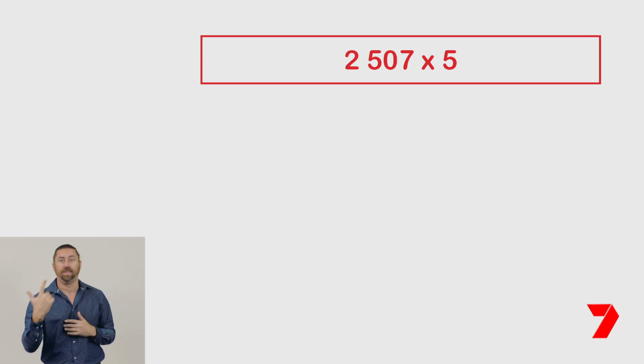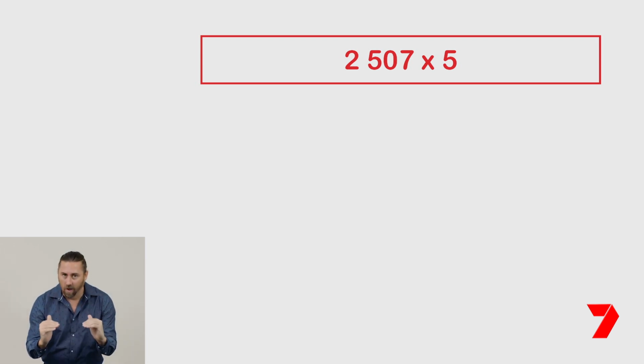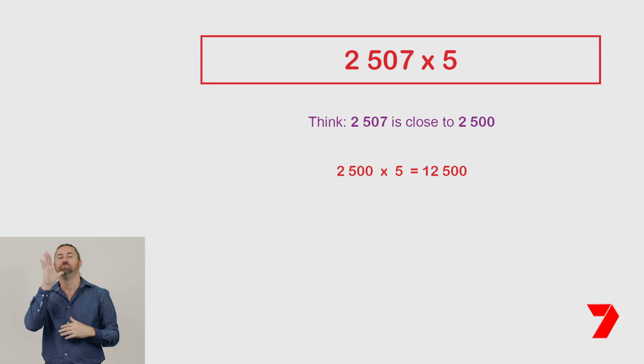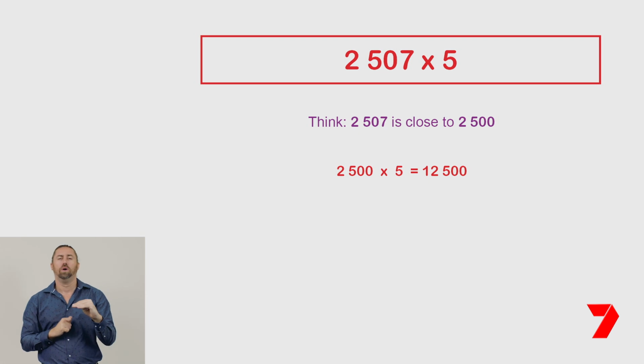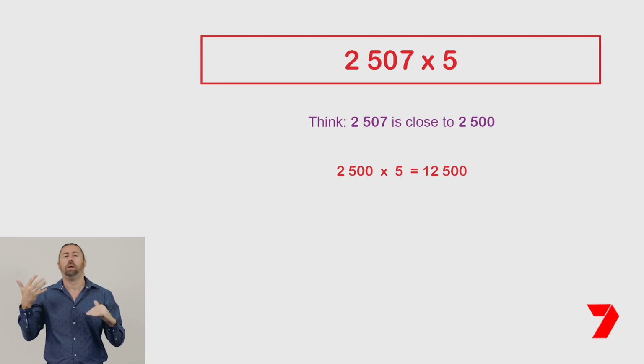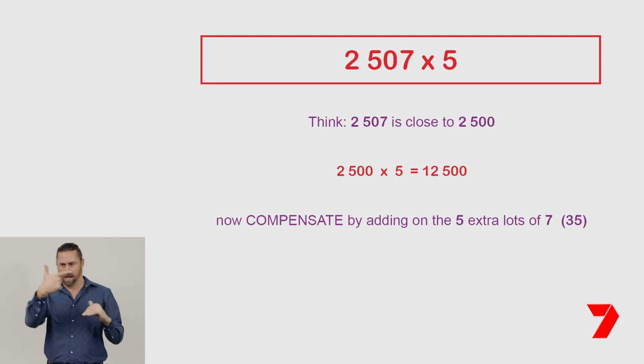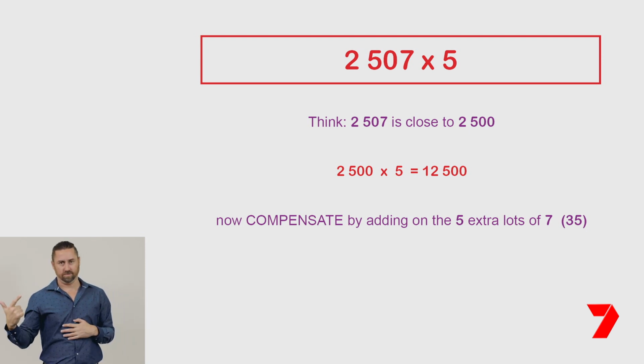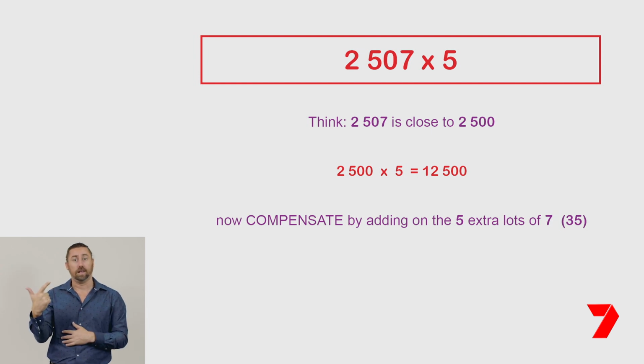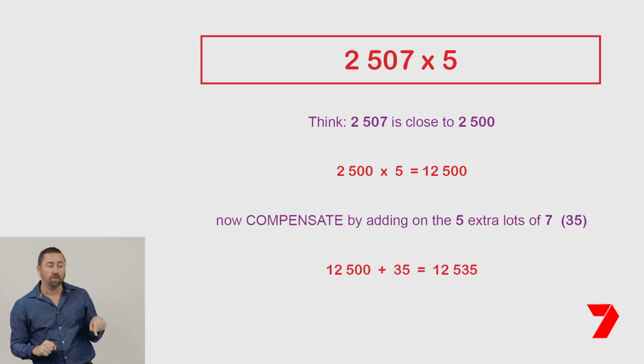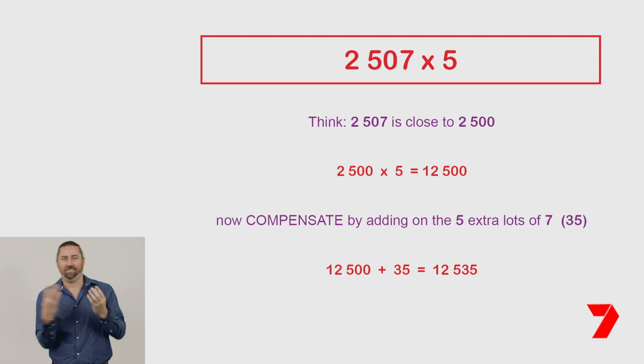If we wanted to multiply 2,507 by 5, we would have to round down to the closest 100, which would be 2,500. This would be our benchmark value. Now, how much do you think we would have to compensate by? Well, there's a difference of 7. We need to compensate by adding the 5 extra lots of 7. So the final answer would be 12,535.